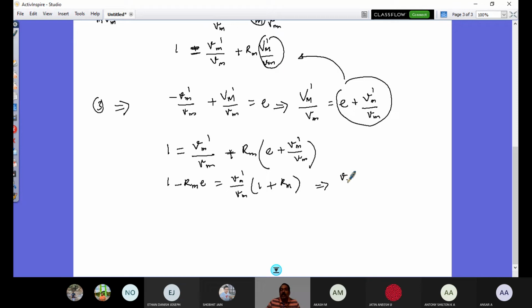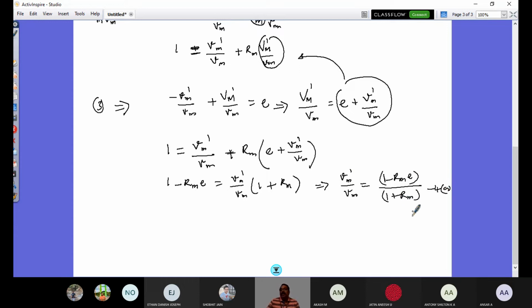So small Vm dash by capital Vm is going to be 1 minus Rm E by 1 plus Rm. If I know two colliding vehicles, their masses and the coefficient of restitution, then I would have these ratios. Or if I know Vm dash, and I do not know E, at least I'll have an equation relating Vm dash and V. So that is all readily available. This is equation 4a.